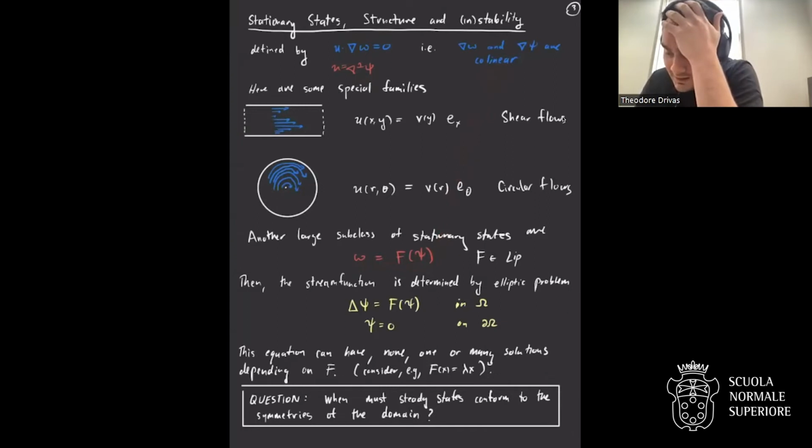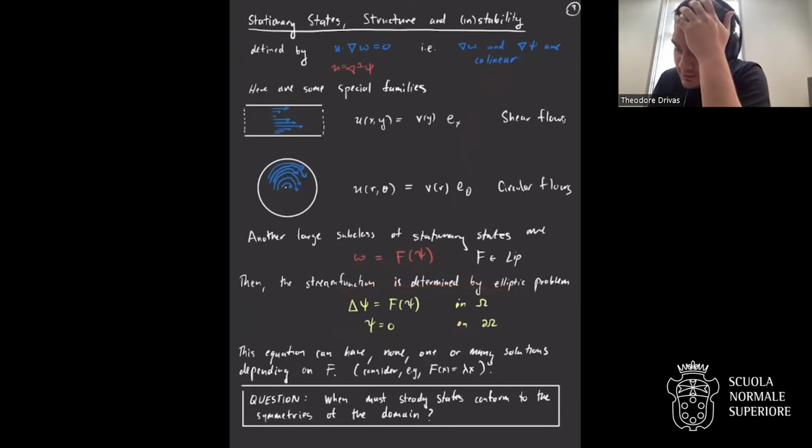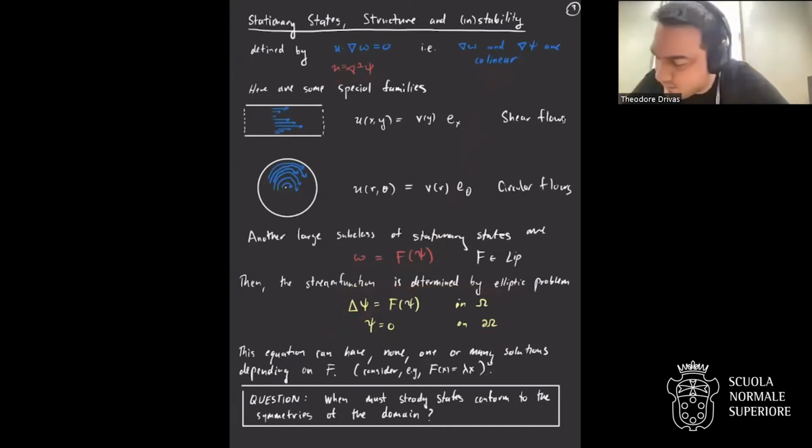So any such will generate a stationary state, provided you can find a solution of this problem, right? Because since the velocity is skew gradient, the vorticity, which is the curl, is the Laplacian. So it boils down to solving this nonlinear, potentially elliptic problem for a stream function. If you have one, then it's a steady state.